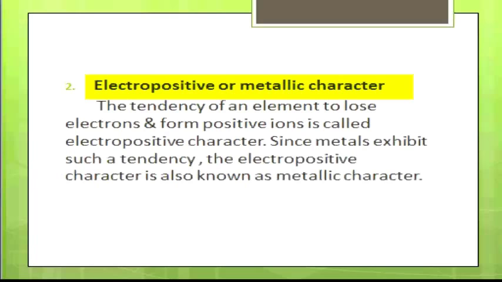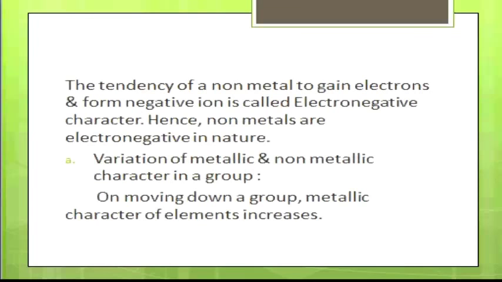Now, electropositive or metallic character. The tendency of an element to lose electrons and form positive ions, which are cations, is called electropositive character. Since metals exhibit such a tendency, the electropositive character is also known as metallic character. Hence, metals are electropositive in nature. Metals tend to form bonds by losing electrons. The metals are characterized by ductility, malleability, and electrical conductivity.